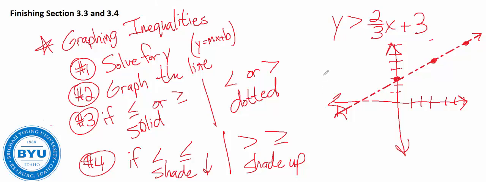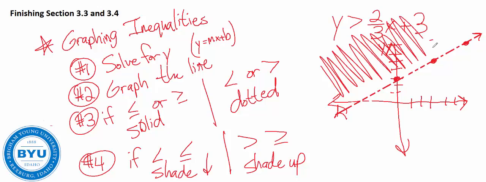The last thing is the shading. This is y is greater than. Because y is greater than, we're going to be shading above the line. I like to think of it as we're going to eat the y on the axis here. So we shade above the line. And that represents all of these points, this point here, this point here, and so on. There's an infinite amount of points that are a solution to that system. And that's why we shade.